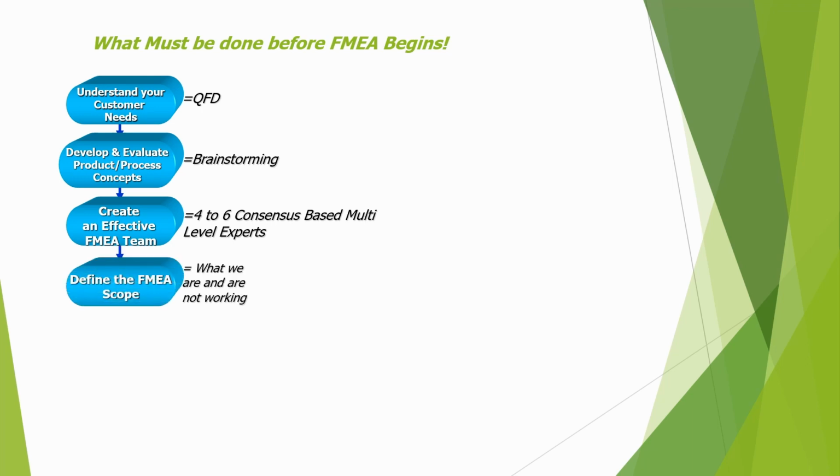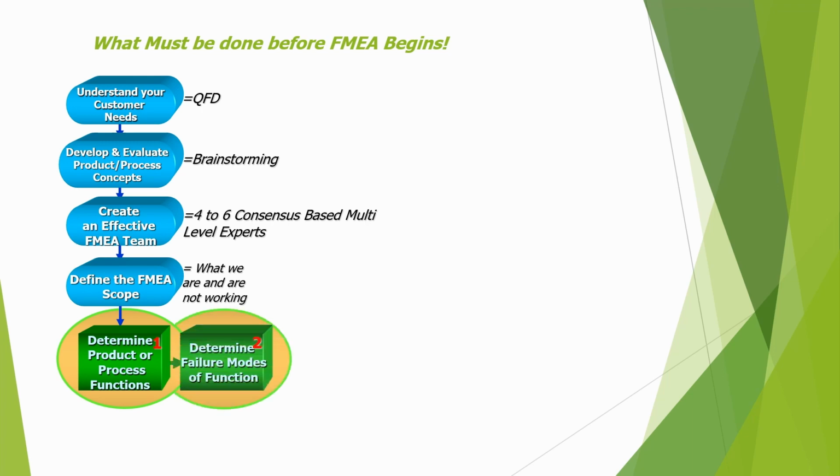Define the FMEA scope. Clearly define the scope of the analysis, including the system, product, or process to be evaluated. Establish specific objectives for the FMEA, such as improving reliability, enhancing safety, or reducing downtime. Determine product or process functions. Identify the primary functions or components of the system, product, or process being analyzed. Determine failure modes of function. Determine potential failure modes for each function or component, considering all possible ways in which it could fail.